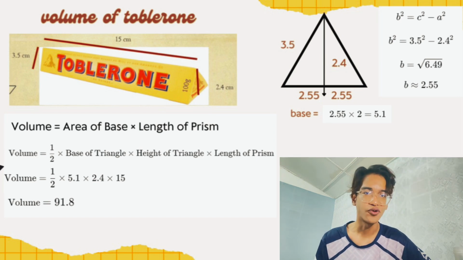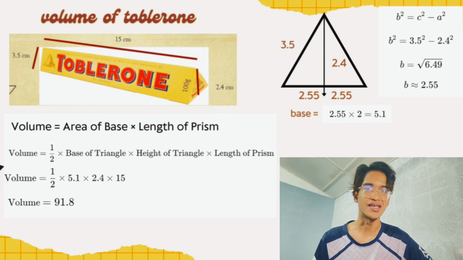But that is for half of the base. If you want to get the total base, we have to multiply by 2. So, the total base is 2.55 times 2. So, we will get 5.1 cm.